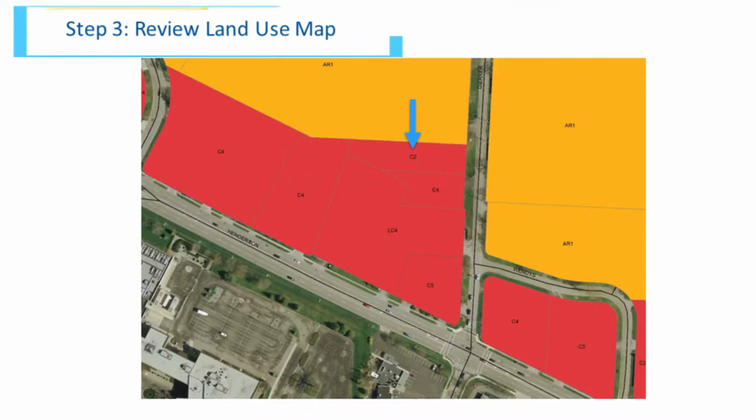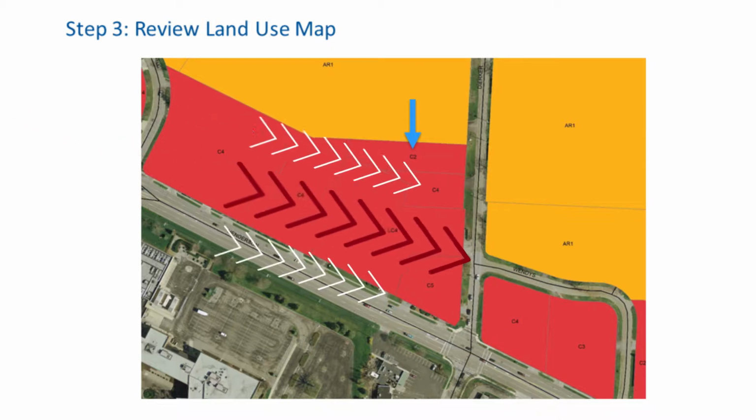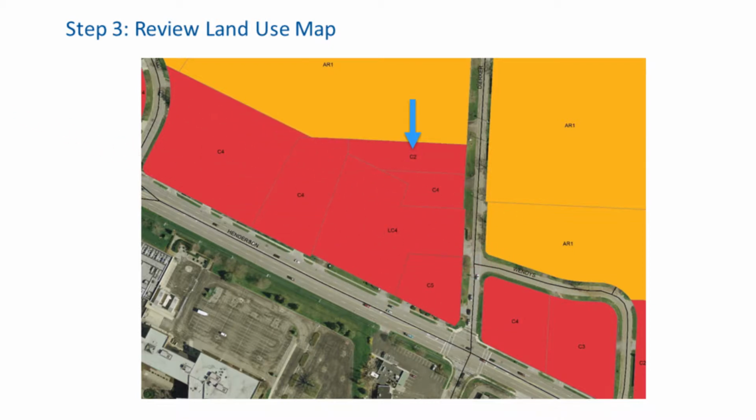The third step is to review the recommended land use map for consistency among recommendations. In this example on the slide, sites zoned for commercial uses are shown in red, while sites zoned for residential uses are shown in yellow. A blue arrow points to a vacant site zoned for office uses. The zoning category for this site is C2, which permits office-type uses.